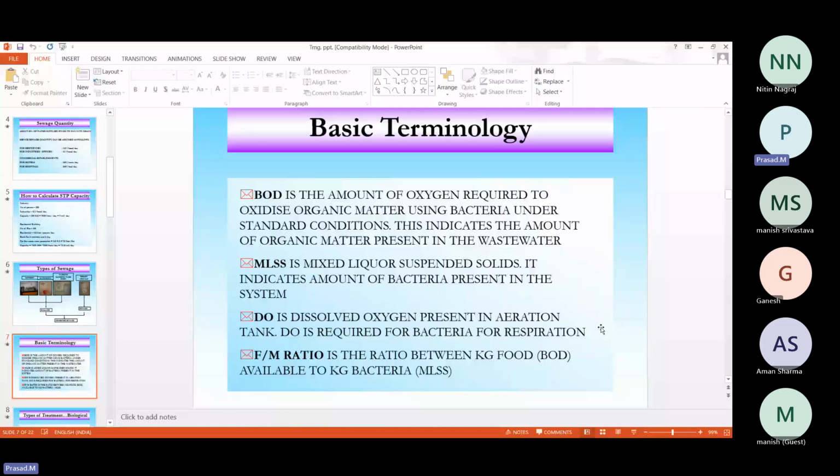Okay. So this is the basic terminology which we are using in wastewater. So first is BOD. BOD is nothing but how much oxygen is required by bacteria to degrade the organic matter. So that oxygen we are measuring. So this indicates the amount of organic matter present in the wastewater. So this is the definition: how much amount of oxygen is required to oxidize the organic matter using bacteria under standard condition. So BOD means organic matter. COD is nothing but a combination of organic plus inorganic.